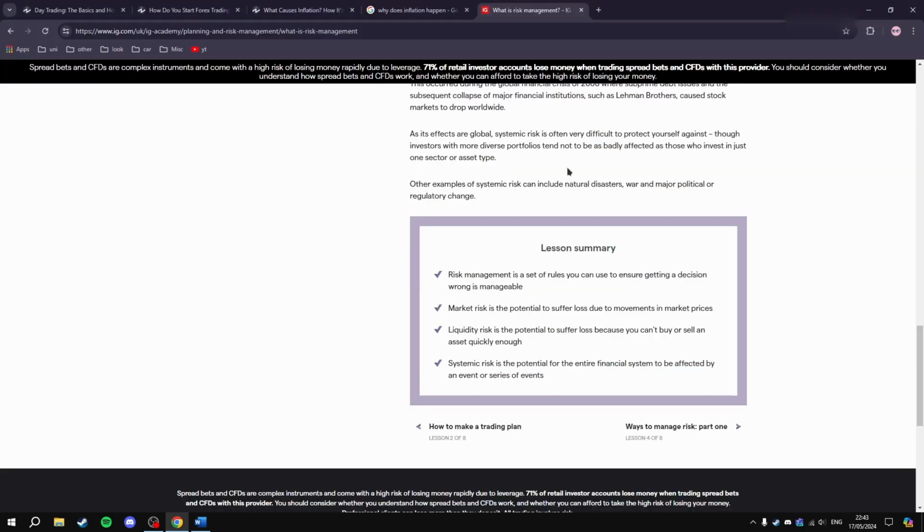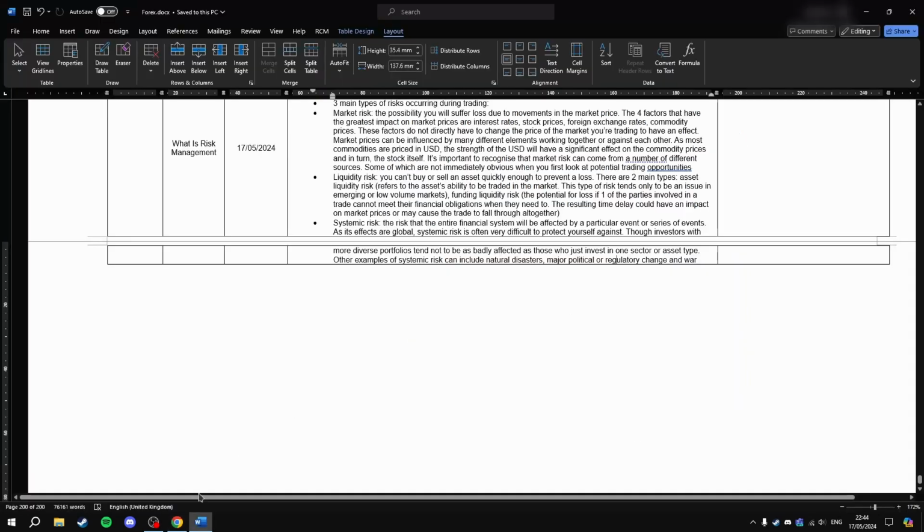Risk management is a set of rules you can use to ensure getting a decision wrong is manageable. Market risk is the potential to suffer loss due to movements in market prices. Liquidity risk is the potential to suffer loss because you can't buy or sell an asset quickly enough.